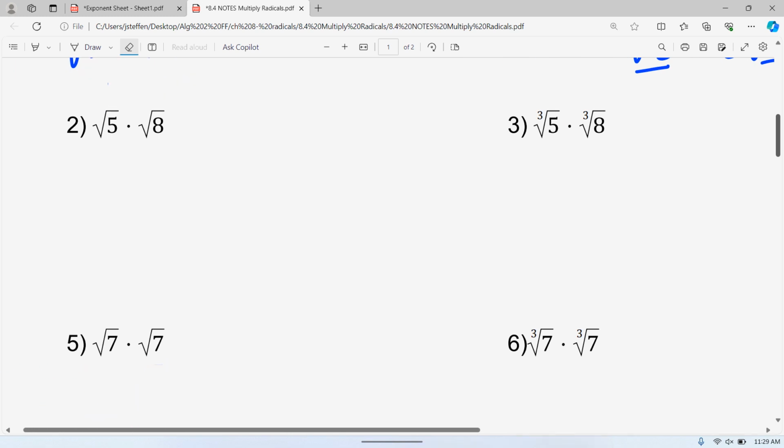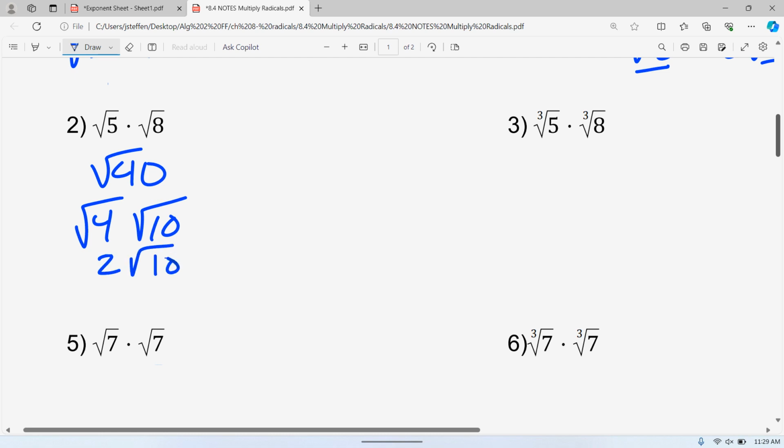So number 3 is exactly the same problem. The only difference is number 3 has a third root. Number 2, 5 times 8 is 40. Once you get that 40, though, now you can reduce that radical. So 40, to use your chart, ends up being 4 and 10. And the reason I picked 4 is because that reduces to just 2.